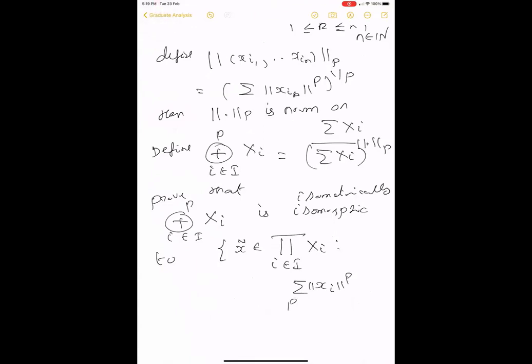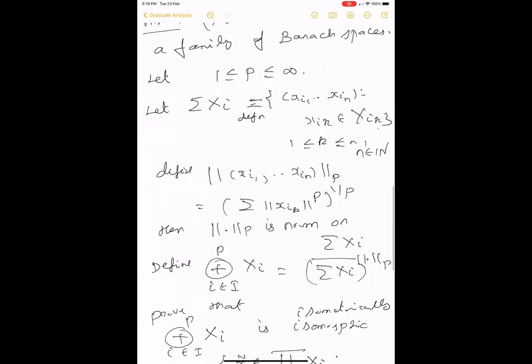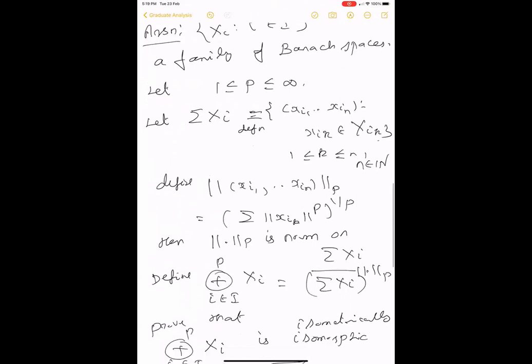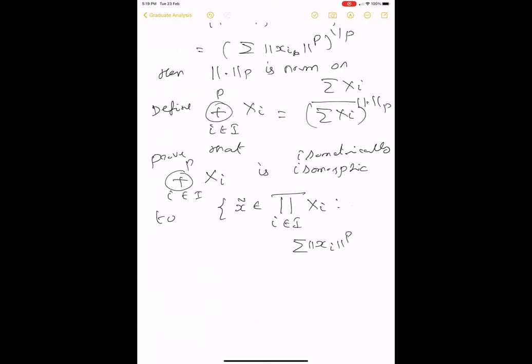So you have to define it for infinity also. For infinity, you take the L infinity norm, the supremum. So I will say that for p equal to infinity, let me write it and then tell you. So here it will be again the supremum for infinity. So that is fine. Okay, this is a vector space. I take all x tilde, where x tilde equals this tuple xi.